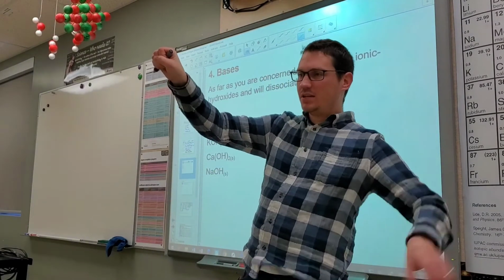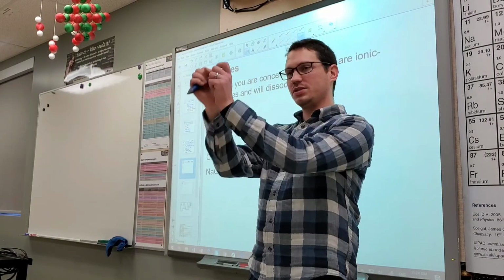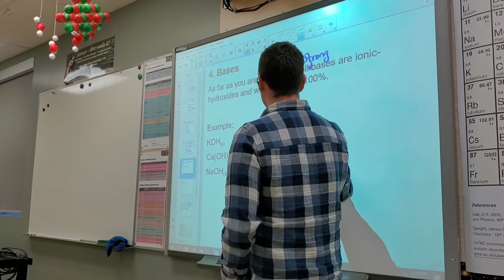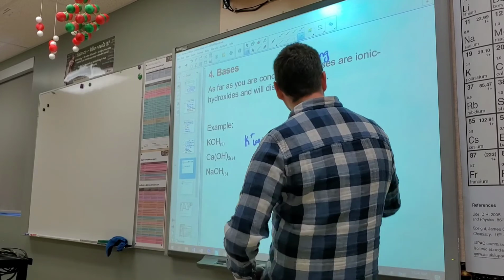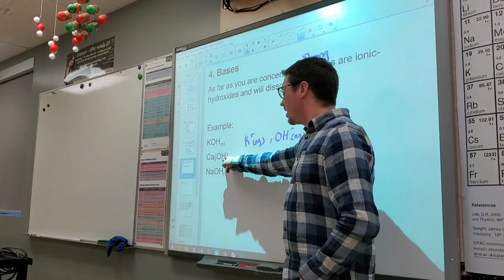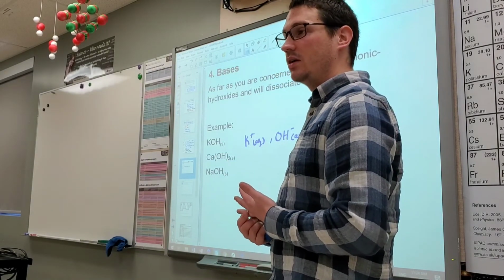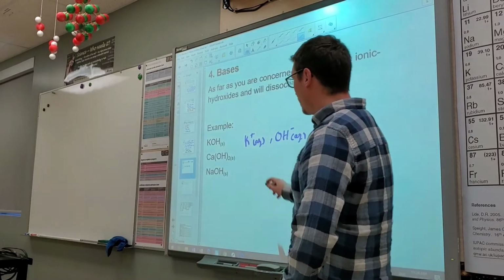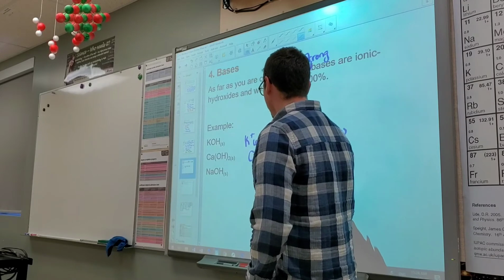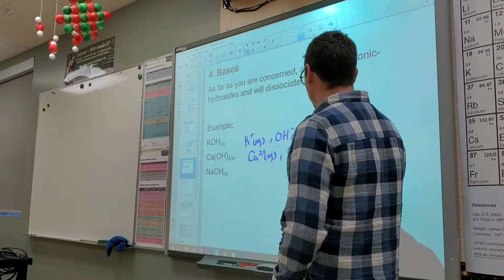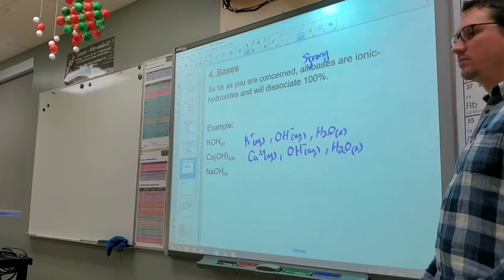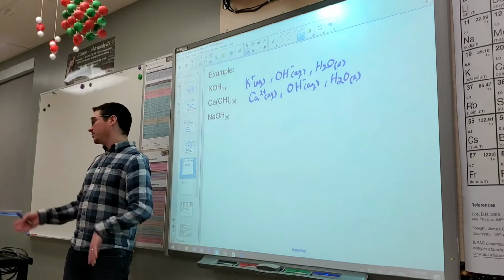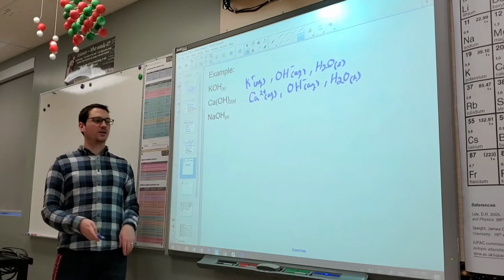So KOH, potassium hydroxide, when I put it into water, is it going to stay as potassium hydroxide? No, it's a strong base. It's going to split up into potassium ions and hydroxide ions. Calcium hydroxide is a strong base, so when you put it into water, it will dissociate into calcium ions and hydroxide ions. And then finally, sodium hydroxide, is it going to stay as sodium hydroxide? No. It's going to split up into sodium ions and hydroxide ions.